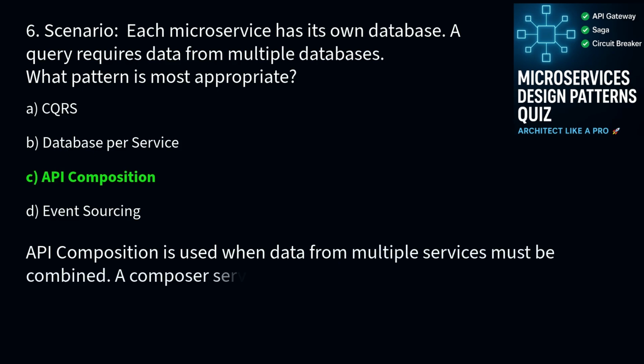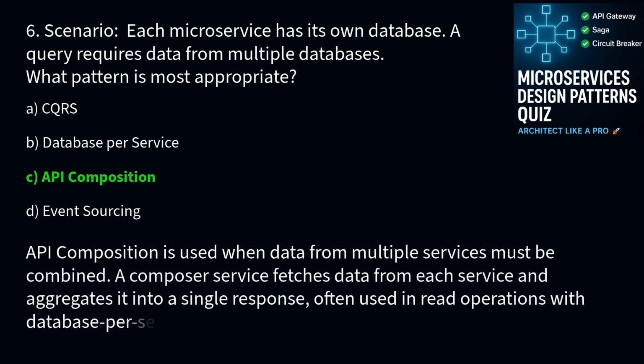API composition. API composition is used when data from multiple services must be combined. A composer service fetches data from each service and aggregates it into a single response, often used in read operations with database per service architectures.